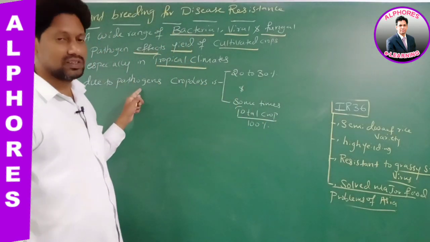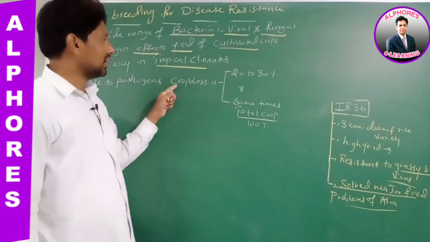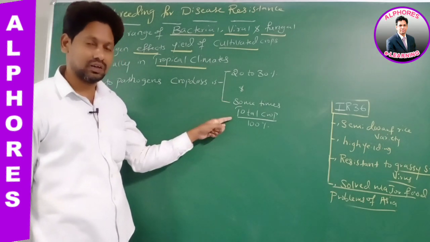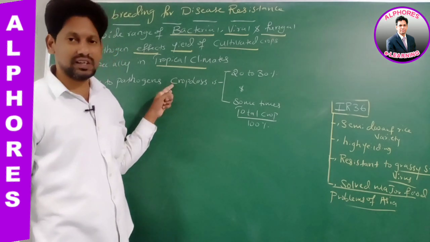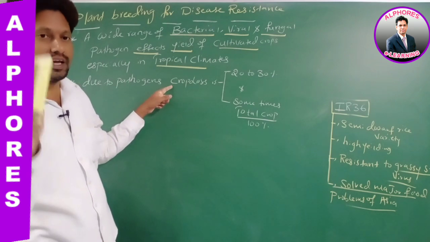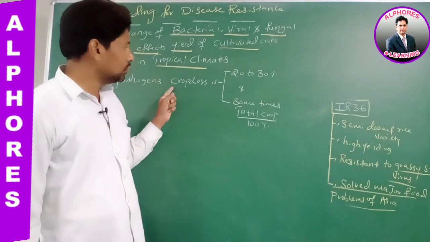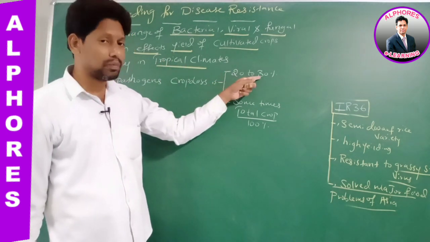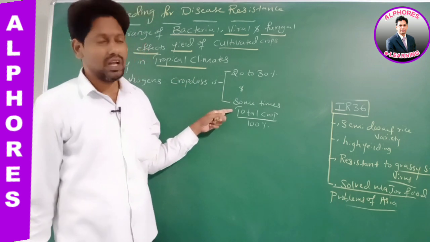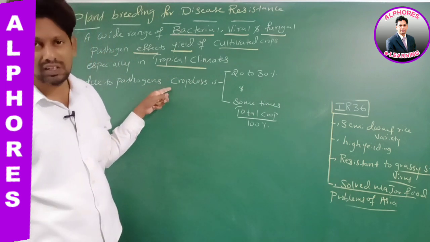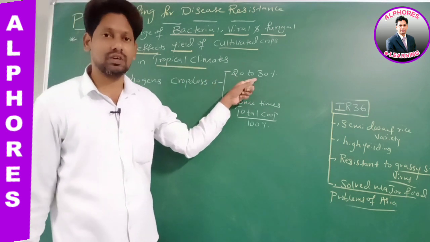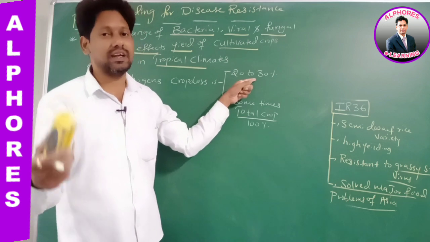Due to pathogens, the crop loss is 20 to 30%, or sometimes the total crop is lost. If the crop is resistant to diseases caused by pathogens, then automatically food production can be enhanced. Yes or no? If the same crop is resistant to pathogens, then automatically we can save this loss of 20 to 30%, so the food production can be enhanced, right?